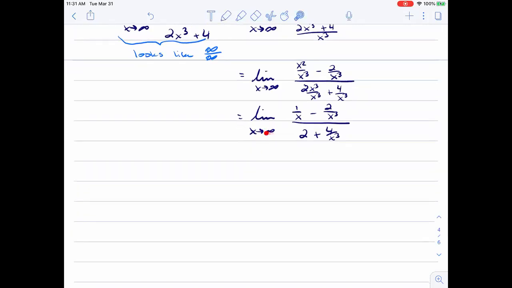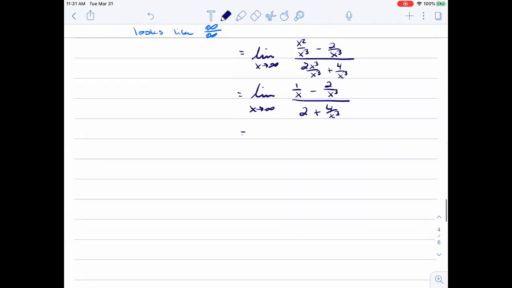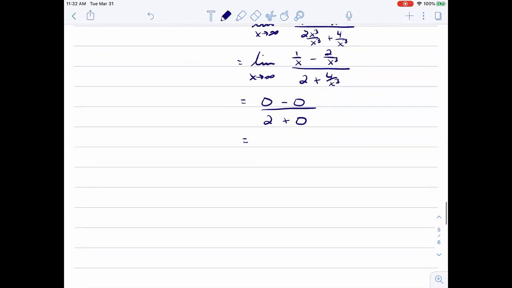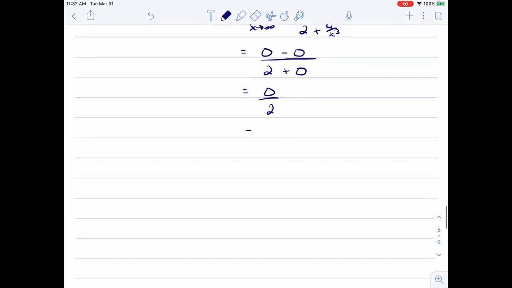Remembering that as x goes to infinity, 1 over x or 1 over x to the 3, or any sort of 1 over x to any power, is going to go to 0. Right? So then we get 0 minus 0 over 2 plus 0. That's going to be 0 over 2, which is 0. So the limit exists.